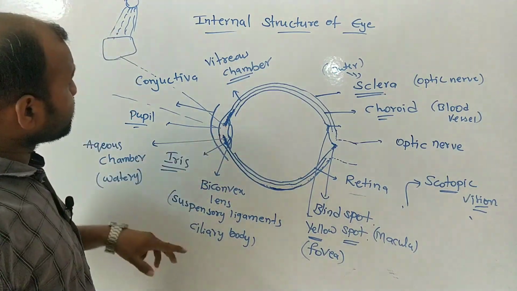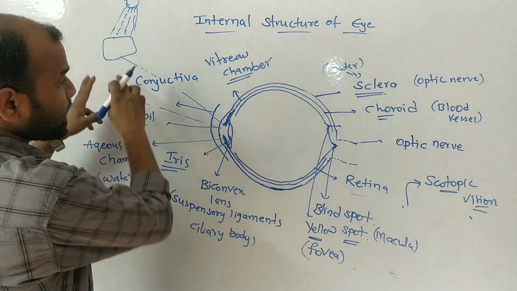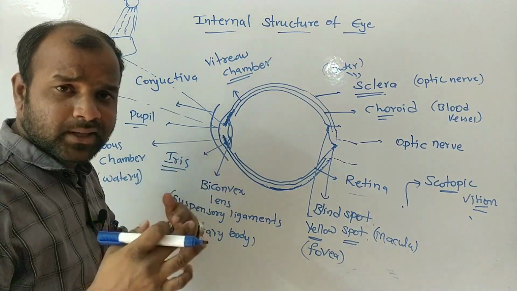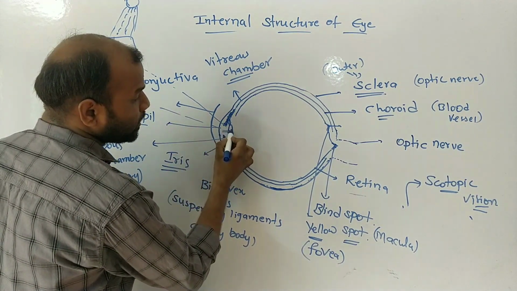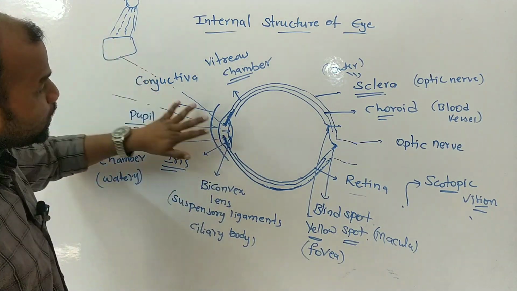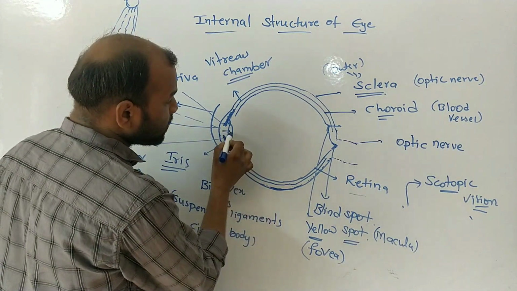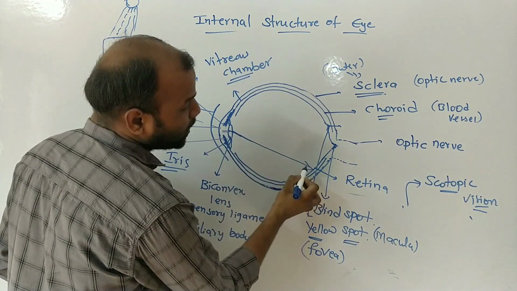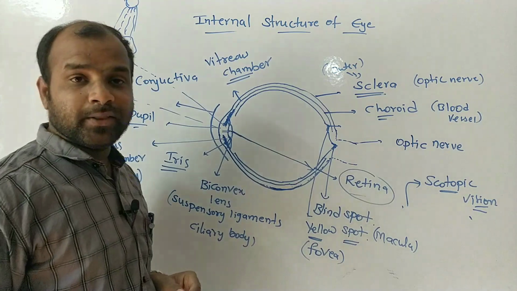Whenever a beam of light falls onto an object, the light waves enter the pupil. Depending on the intensity of light, the size of the pupil is adjusted so that the light is focused onto the biconvex lens. Then refraction of the light wave takes place and it falls onto the retina.